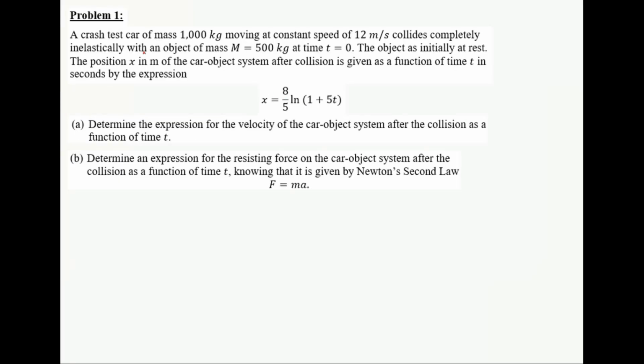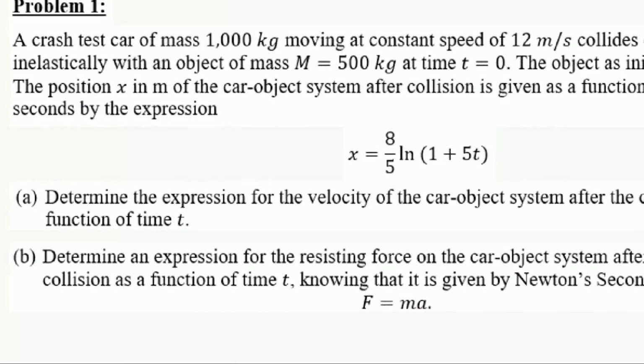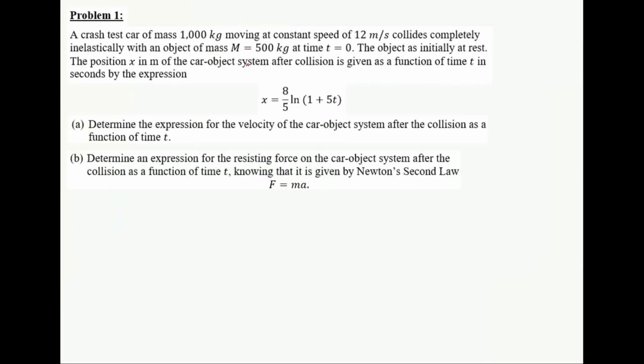So basically here what's happening, we have two objects given by the masses 1000 and 500. They're going to collide, and after the collision or after the accident, they will form a single system given by a total mass of 1000 plus 500, which is 1500 kilograms. So the mass of our system for this position is given by this amount.